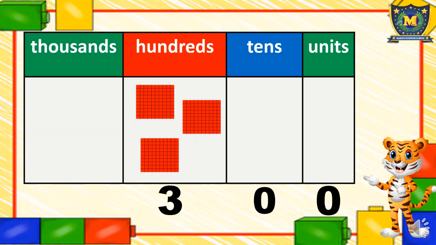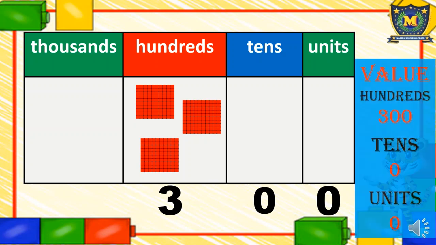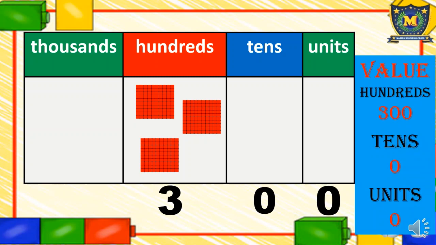Now I will show you the value for each digit. Let's start with units. Since we have here 0, the value for 0 is 0. Same with tens. And for hundreds, we have here 3 flats. Remember that 1 flat is equal to 100, and we have here 3 flats, so the value for 3 flats is 300.